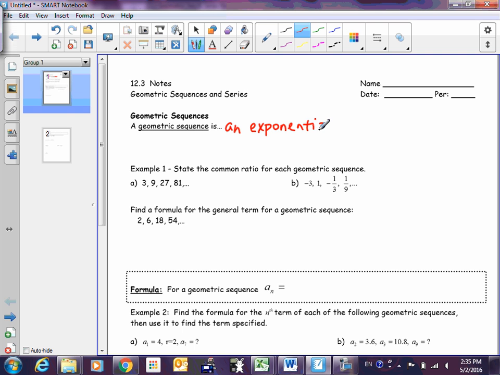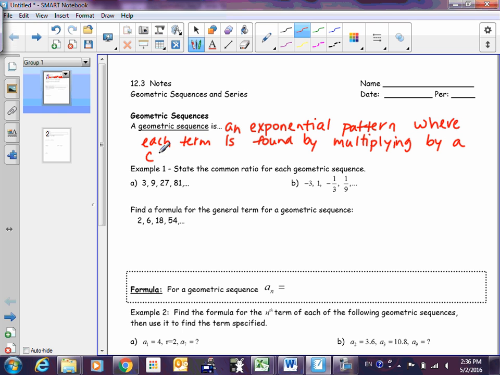Do you remember what type of pattern the arithmetic sequence was? Anybody? It was a linear pattern, whereas a geometric sequence is an exponential pattern. Which grows faster? Linear, exponential? Exponential. So these sequences are going to deal with some pretty big numbers, where each term is found by multiplying, you could also think dividing, by a common number.